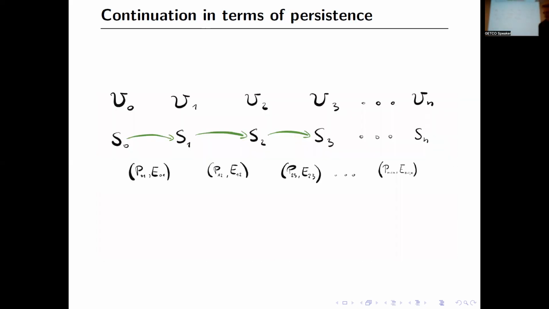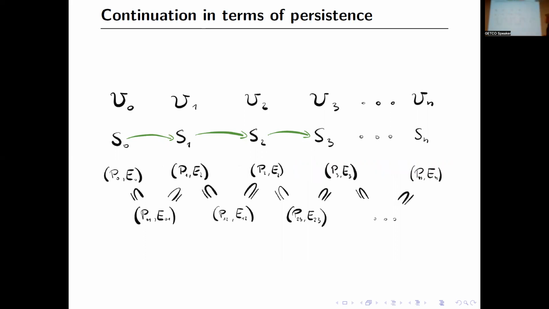Okay, and we have this continuation, but we now want to put it into a language of persistence. So what we have now so far is a sequence of connecting index pairs. But to have persistence, we need to build something like this filtration. So the strategy is that we connect two connecting index pairs through a canonical index pair for a given isolated invariant set.